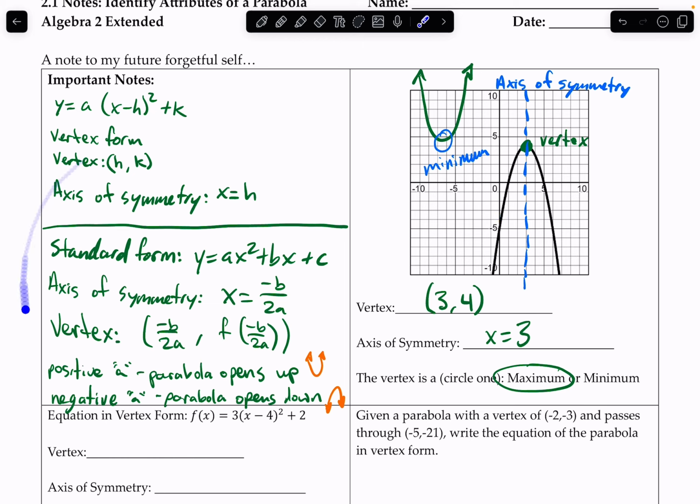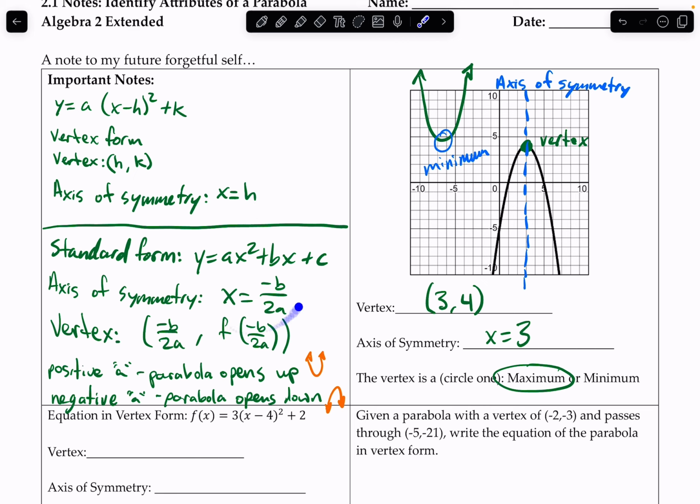So here's a bunch of information over here. We have two different ways to write quadratics. We have vertex form, which is a times x minus h squared plus k. In this format, the h and the k are the x and y coordinates of the vertex, and the axis of symmetry is simply x equals h.